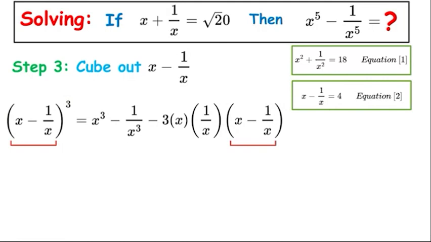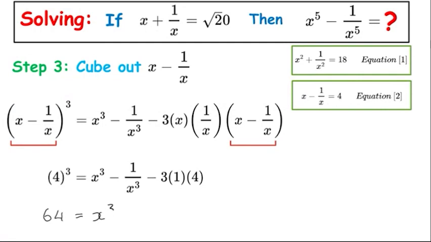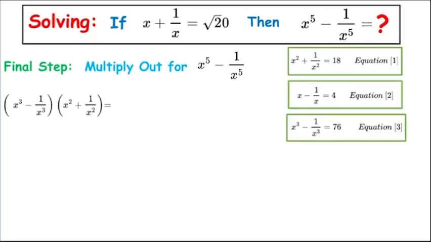So we're going to input our 4 in here and in here. So replace it by 4. So we get 64 as a result over here. 4 cubed is 64. Now we have x cubed minus 1 over x cubed, which is our target, minus 3 by 4, which is 12. So just bring the 12 across, and we're going to add it in. So we're going to get x cubed minus 1 over x cubed is equal to 64 plus 12, which is going to be 76. So let's multiply out.